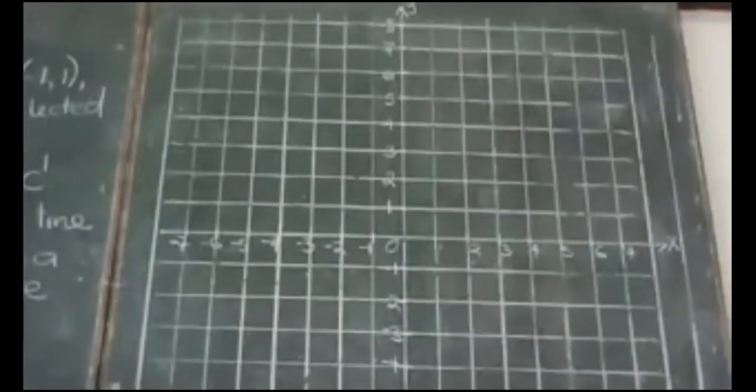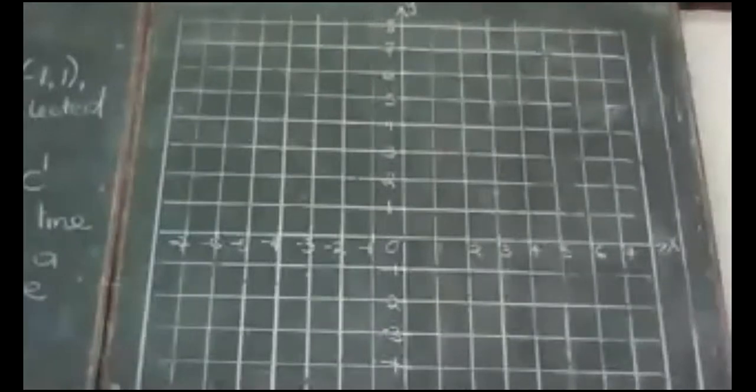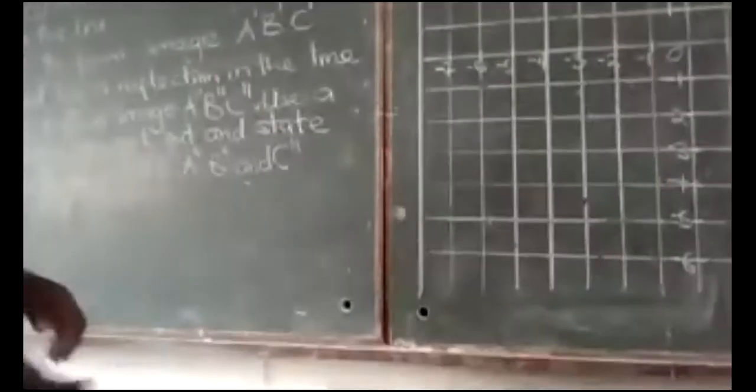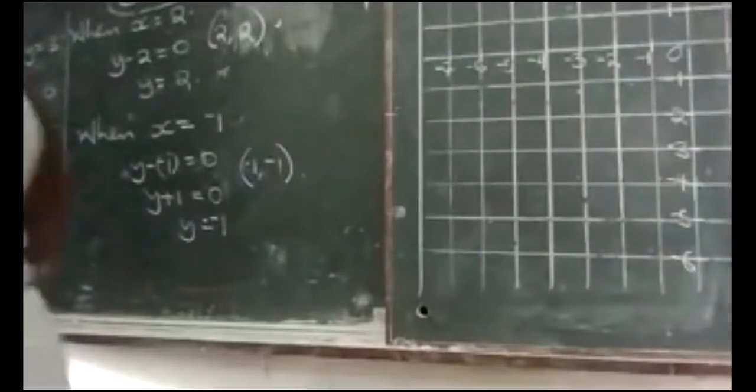Okay, so the first part, we're given triangle ABC with vertices A(-1, 1), B(-5, 0), and C(-4, 4). And it is going to be reflected in the line x is equal to 1. So like we did last time, when they said the line is x is equal to 1, when we say x is equal to 1, it means that the point.